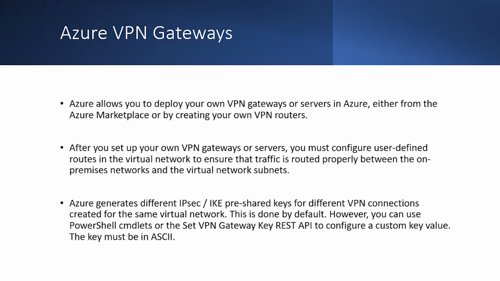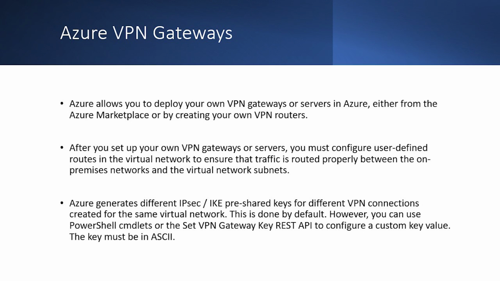For the AZ-900 and the AZ-104 exam, you should also know the following about Azure VPN Gateways. Azure allows you to deploy your own VPN gateways or servers in Azure, either from the Azure Marketplace or by creating your own VPN routers. After you set up your own VPN gateways or servers, you must configure user-defined routes in the virtual network to ensure that traffic is routed properly between the on-premises networks and the virtual network subnets.